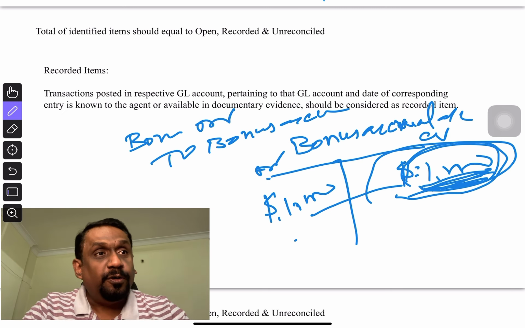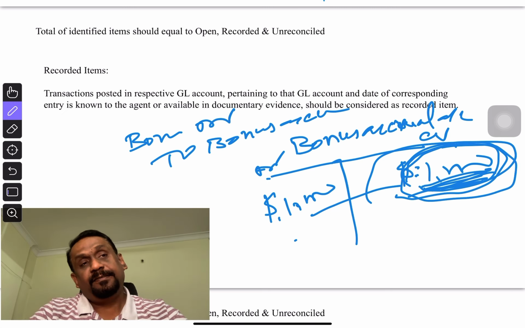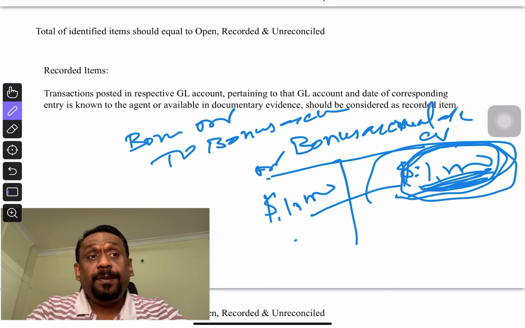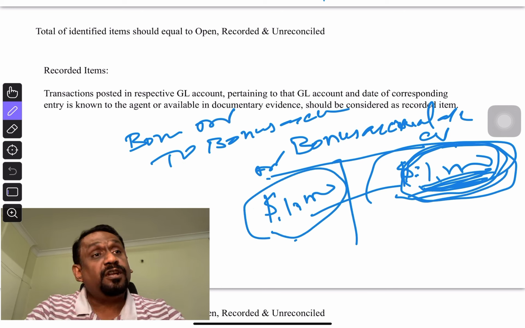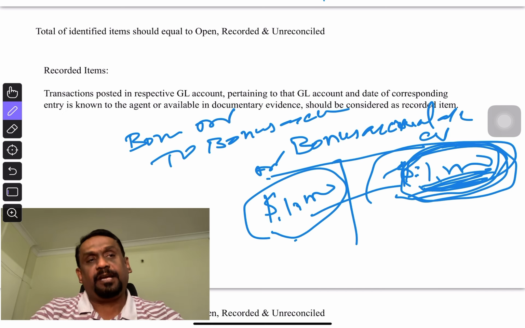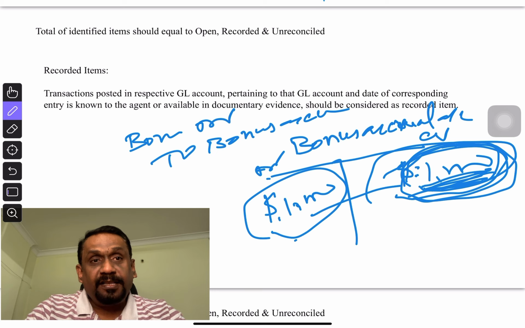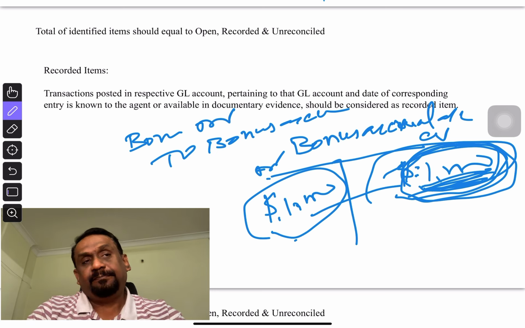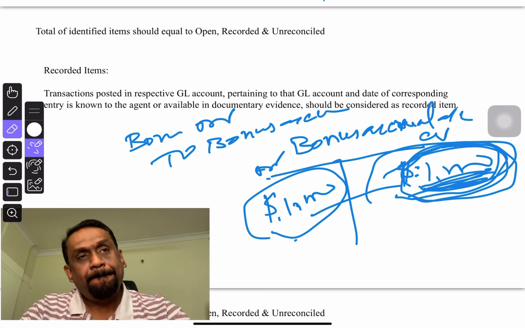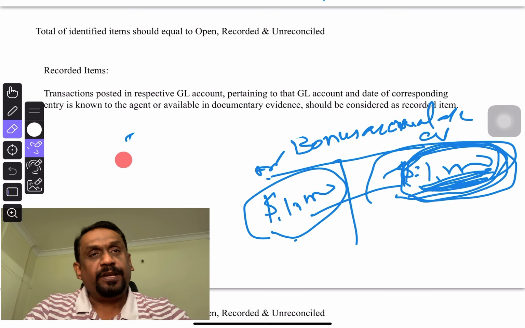So bonus accrued, credited. You know the payment entry is going to happen next year, February. So this 1,000 accrual, though it is open in the books of accounts, you will be calling that 1000 a recorded item. Clear? Let me move on to the next topic.